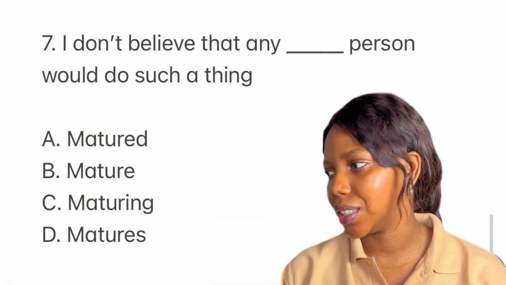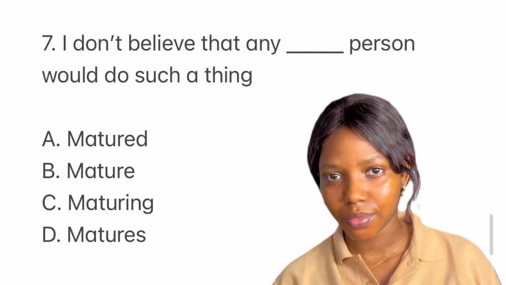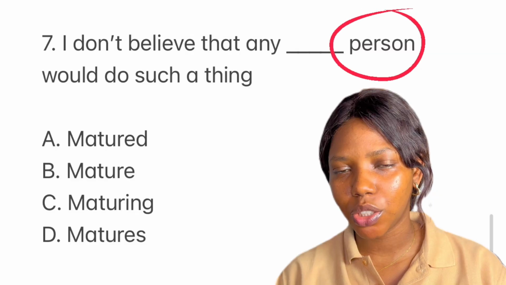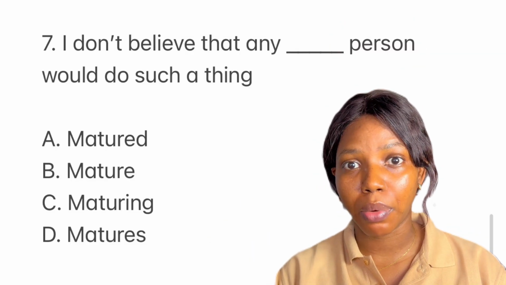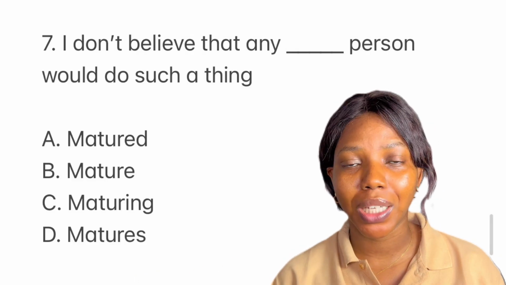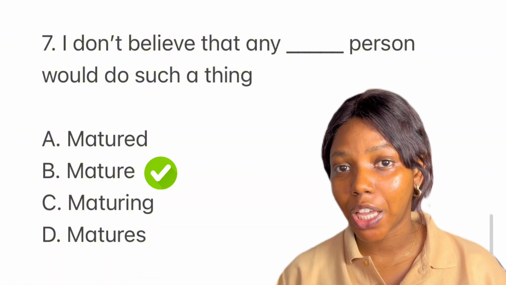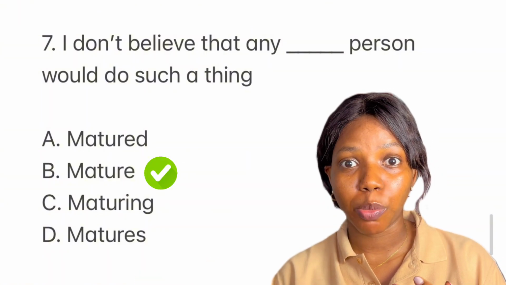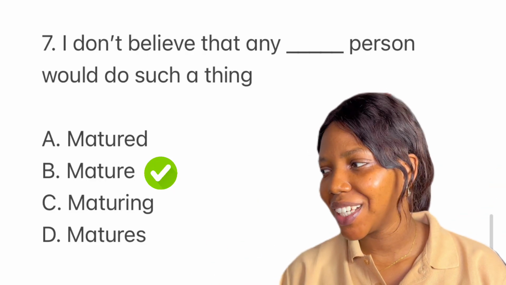So let us read the sentence. I don't believe that any Dutch person would do such a thing. Person. Okay, so we need to modify the word person. And you know what an adjective is? It tells us more about a noun. Good. So we need an adjective to complete this sentence, and that's why the answer is option B. Now take a look at option A. Option A is what? A verb. Okay, it can serve as the past tense or past participle of the verb mature.